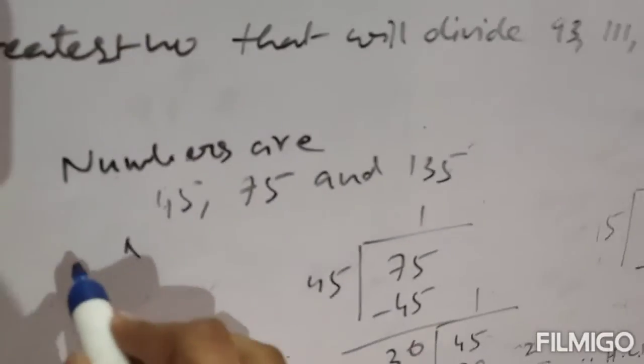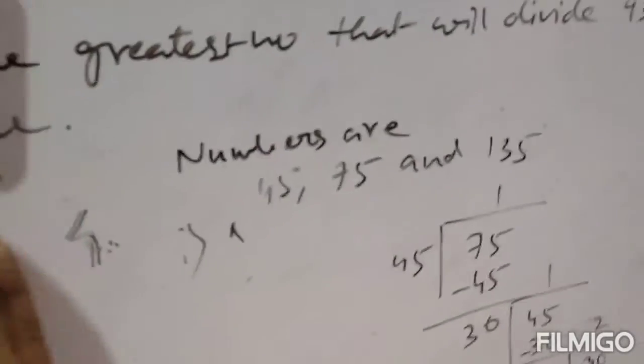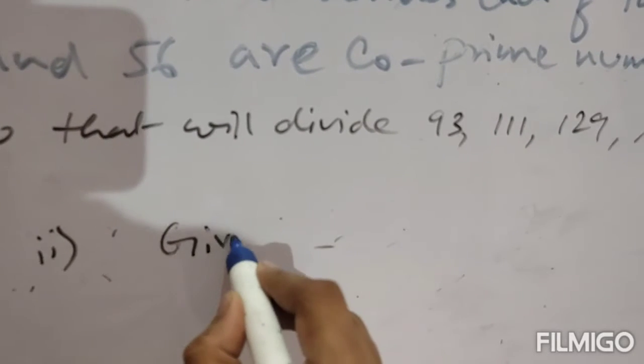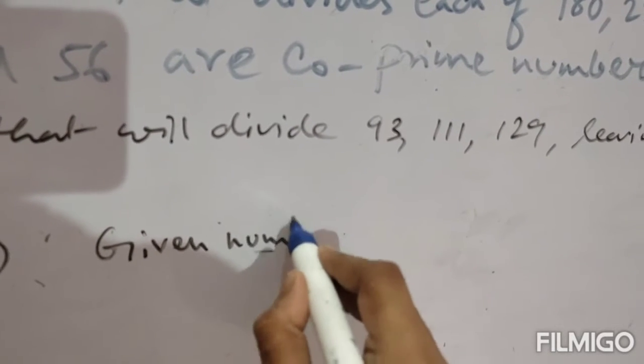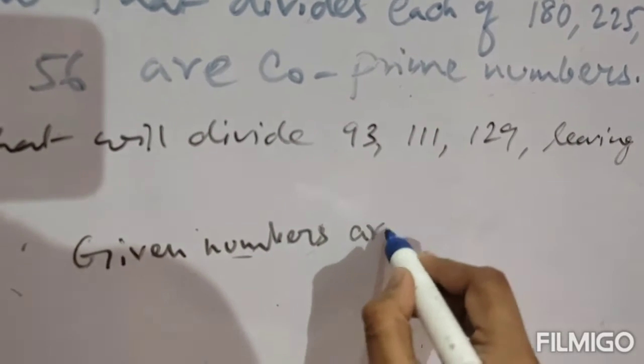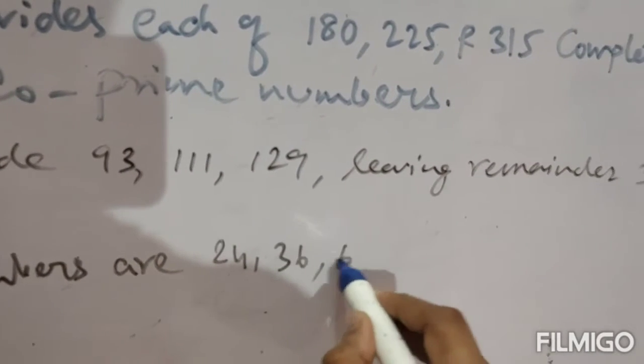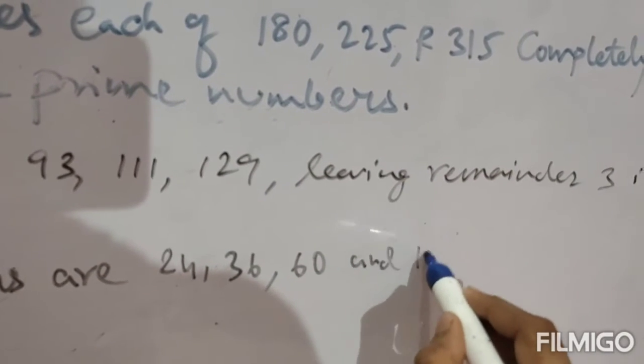Next, second part of question number 4. Given numbers are 24, 36, 60 and 132.